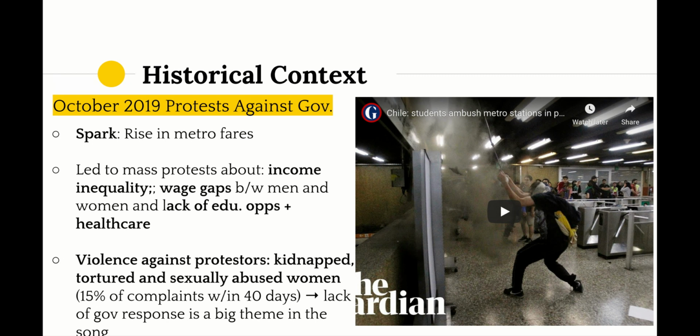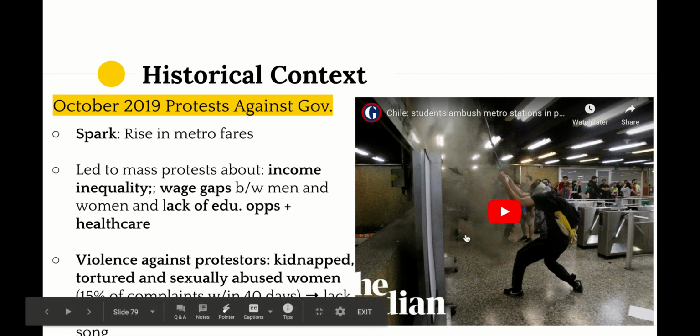And as we can see in the song, the lack of government response to the violence that occurred after these protests in October is a big theme. So this protest happened in October 2019, and that dance we saw at the beginning happened 1 month later. So let's watch this video of the October protests.